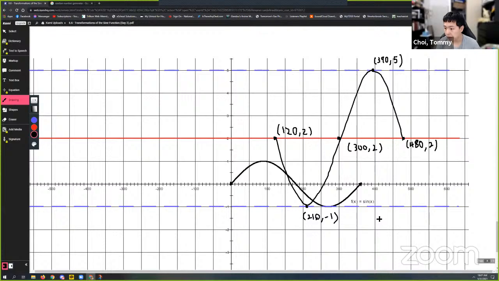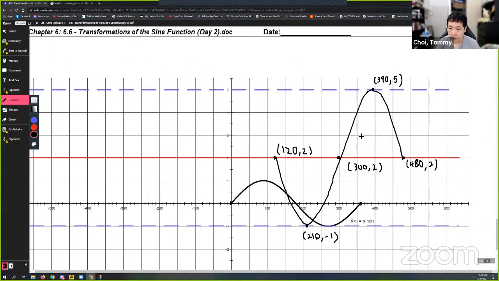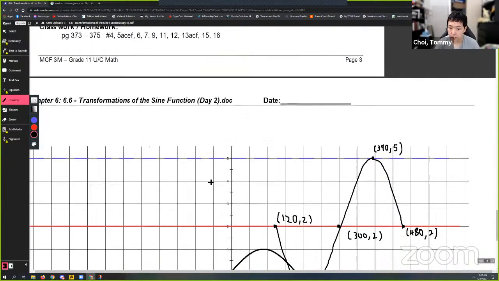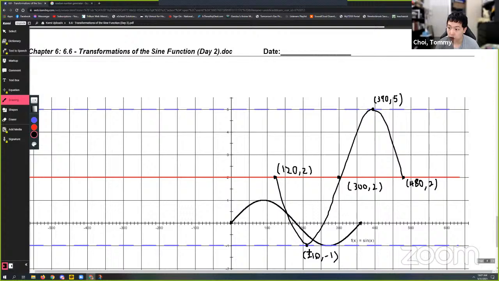Wait, Mr. Choi, why is it 5 again? So the equation of the axis is 2, right? Y equals 2, that we said before. And since the amplitude is 3, yeah, 2 plus 3 is 5. And then 2 minus 3 is negative 1. So that's the lowest one. Okay?